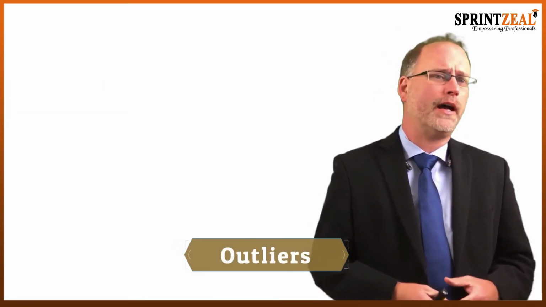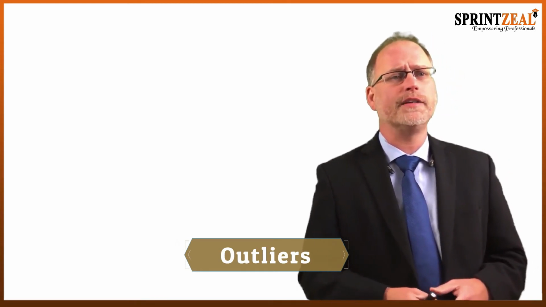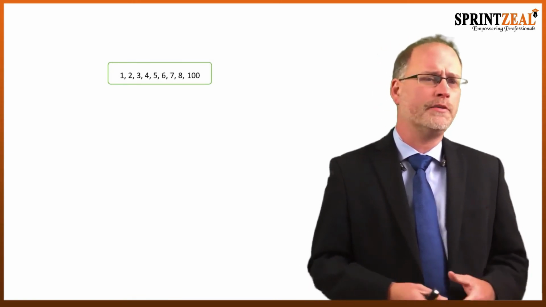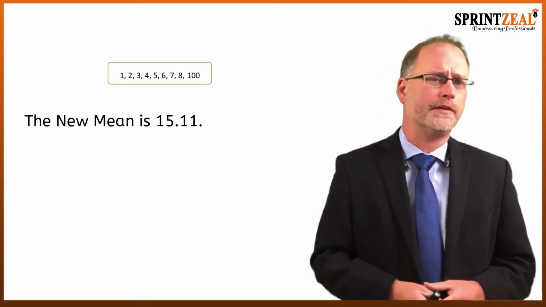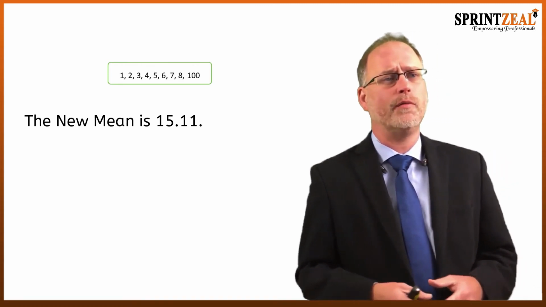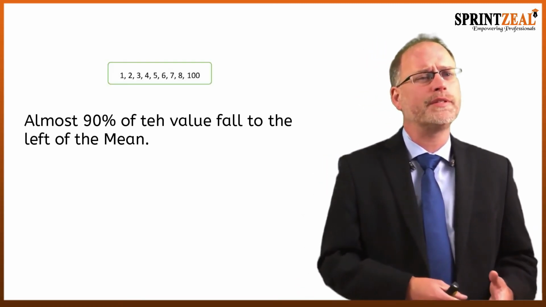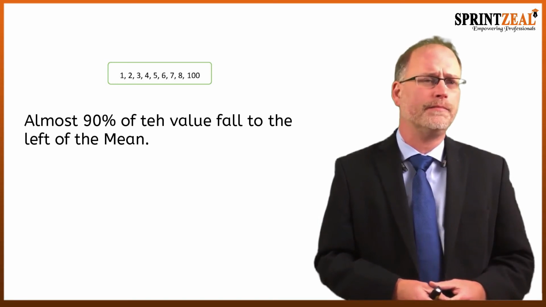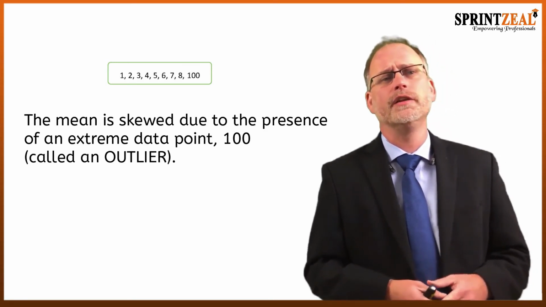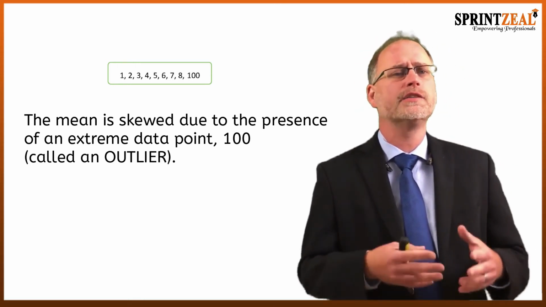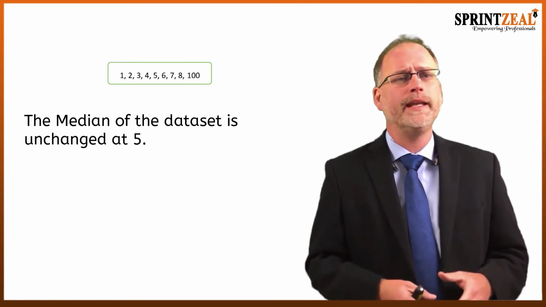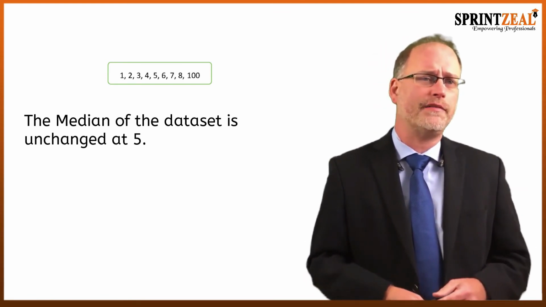So what about outliers? Well, the data set is modified to include a new value. Instead of just 1 through 8, now we have the number 100. Let's go ahead and calculate our mean, our median, and our mode. The new mean with that 100 being placed in our data set is equal to 15.11. So almost 90% of the values fall to the left of our mean. Now this mean is skewed due to the presence of an extreme data point, which is 100. That 100 is called an outlier. The median of this data set stays unchanged at 5.